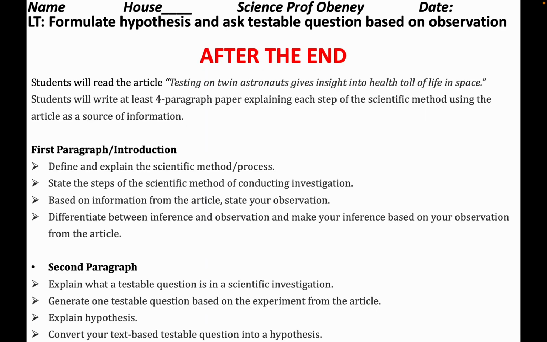In after the end today, students, you'll be focusing on working on paragraph 2 of your scientific method writing project. And in this, you are going to explain what a testable question is in a scientific investigation. You are going to generate one testable question based on the experiment from the article. So you are going to make connection to what we have learned today to the article and also our project. You are going to explain hypothesis, then you are going to convert your testable question into a hypothesis.